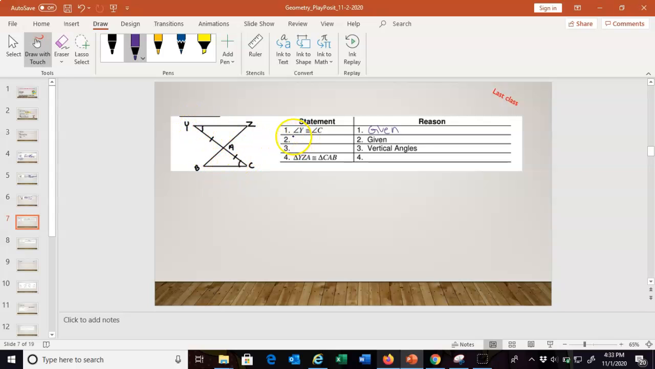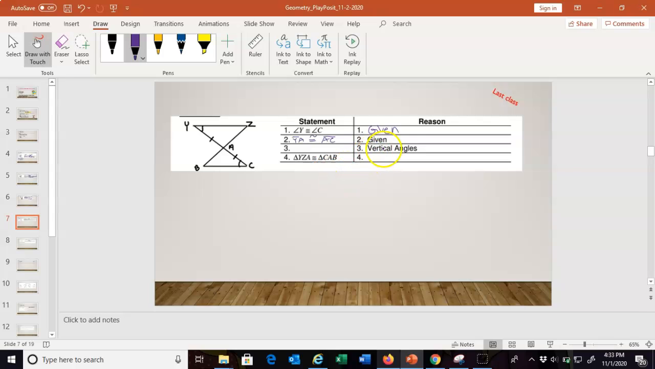So YA is congruent to AC. You could write those letters in any order you wanted to, right? YA or AY, AC or CA, up to you.